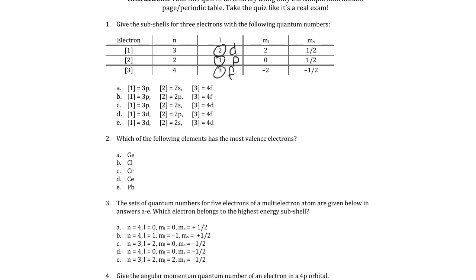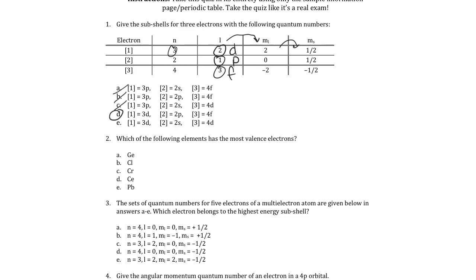That's really not part of the question, but the range of m sub L depends on the L value for the electron. So the range of m sub L goes from minus L to plus L, all integers between, including 0. And then m sub S is either plus a half or minus a half. So we have a 3d, so 3 is just the n value: 3d, 2p, and 4f. 3s, 3p, 3d. So can't be A or C, then 2p, so the answer is D.